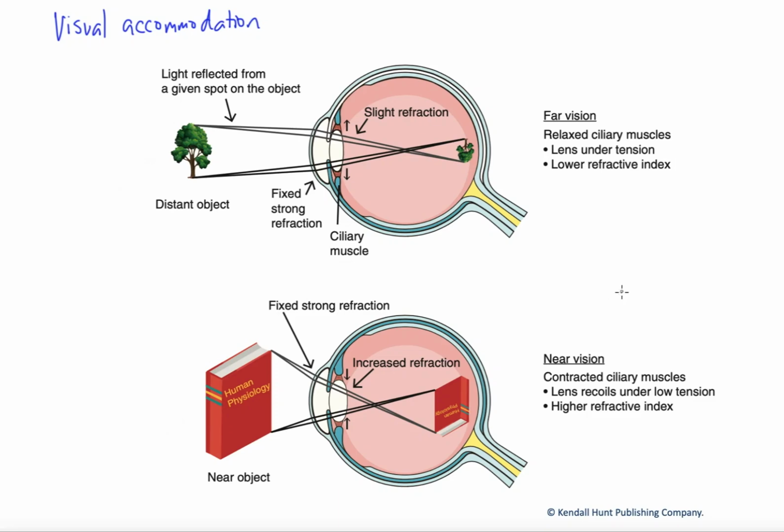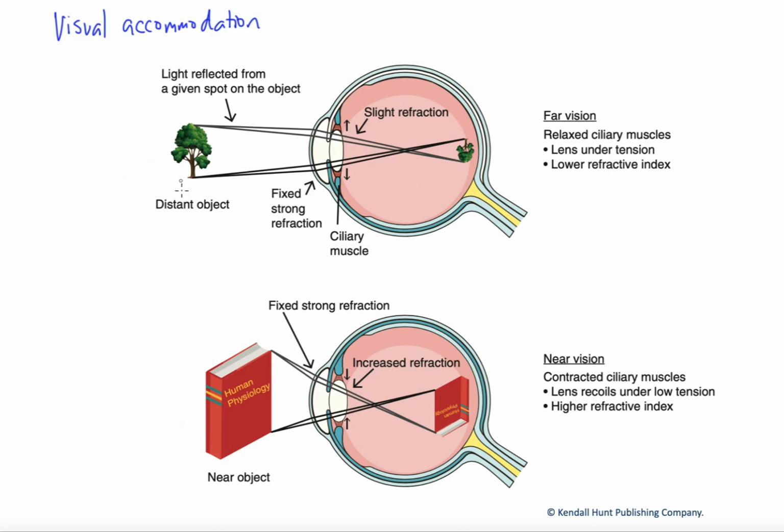Here, let's discuss a visual ability known as accommodation. And accommodation is the ability to maintain focus of an object on the retina regardless of its distance from the eye. And that's what we're really accommodating in this scenario, is the distance to the object that we're looking at.